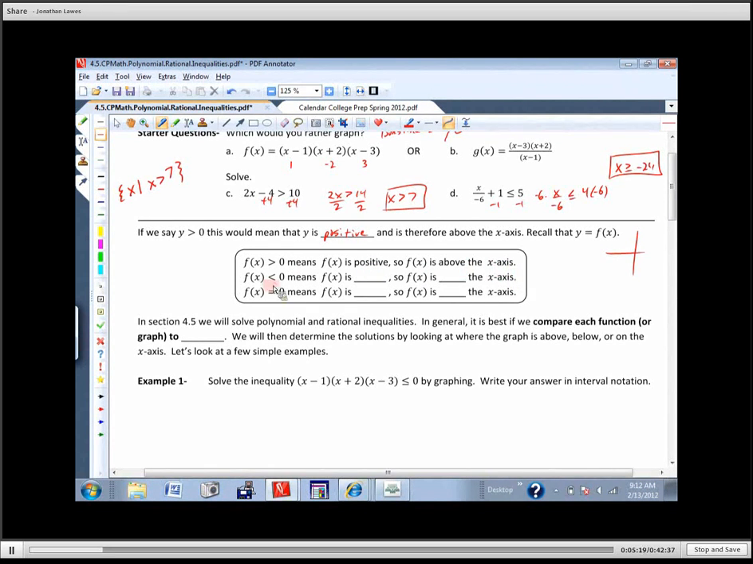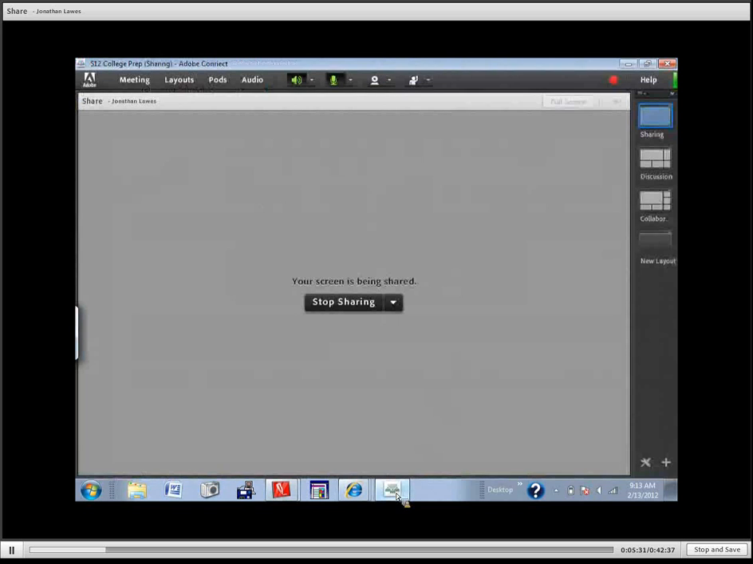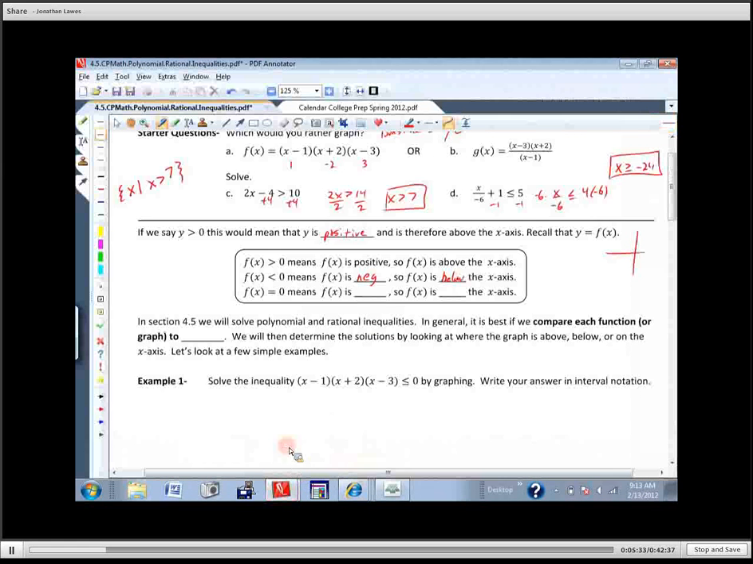What does it mean if f of x is less than 0? It means it's negative, which means it's below the x-axis. And what does it mean if f of x is equal to 0? It means it is 0. It's not the denominator, so we don't have to worry about that. It means it is 0, which means it is on the x-axis.